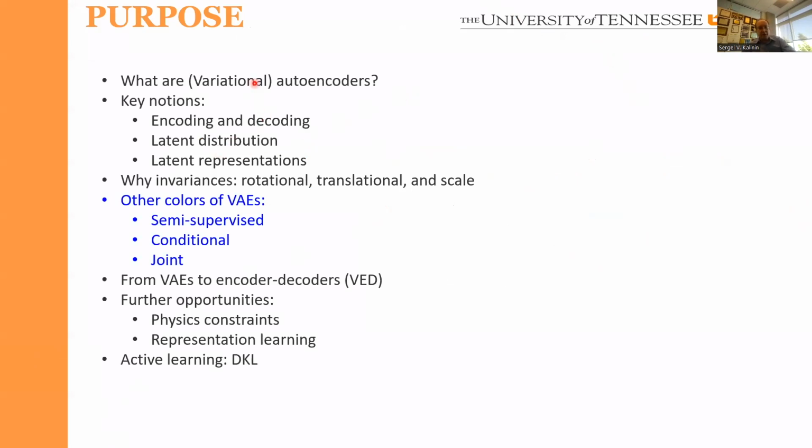course. So we looked at what are the variational autoencoders and learned a little bit about the primary notions associated with the autoencoders. So what is encoding and decoding, what is latent distribution, what is latent representation. So we had a quick look into the invariances, including rotational, translational, and scale invariance, and why they are absolutely necessary for analysis of the imaging data. And today we are going to look at the different ways that the autoencoders can be configured with respect to the labeled or partially labeled data.